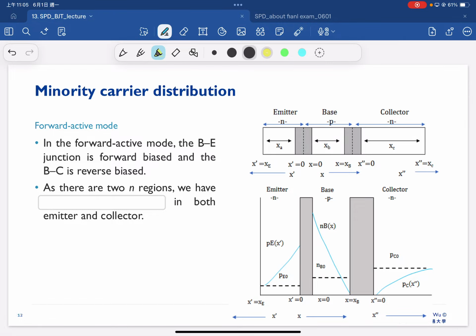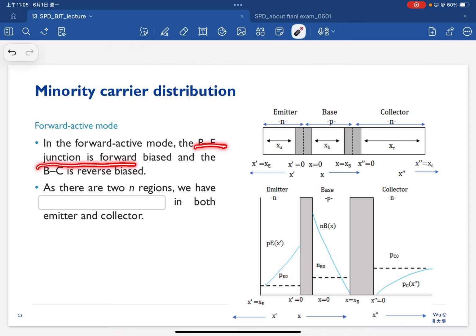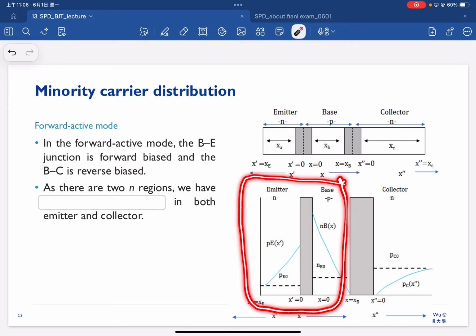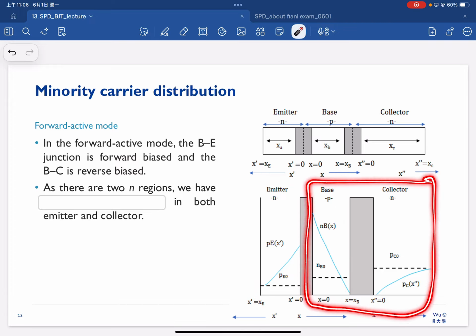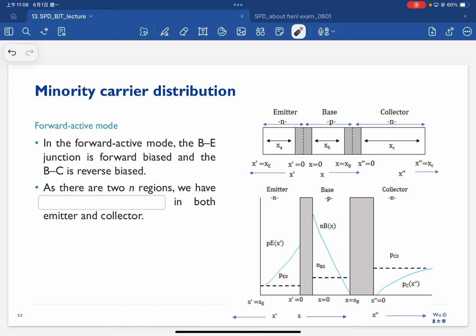So first of all, in the forward active mode, the BE junction is forward biased, and the BC junction is reverse biased. This is the minority carrier concentration that we plotted in the previous slides. These are under forward bias, these are under reverse bias, and therefore we have to consider the minority carriers as there are two N regions. This is N region, this is N region.